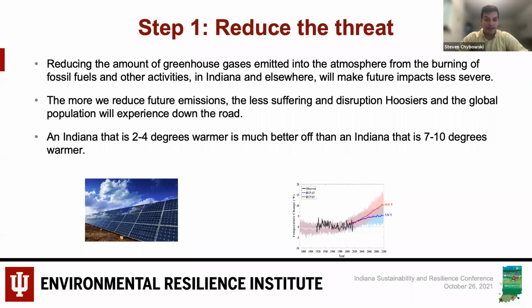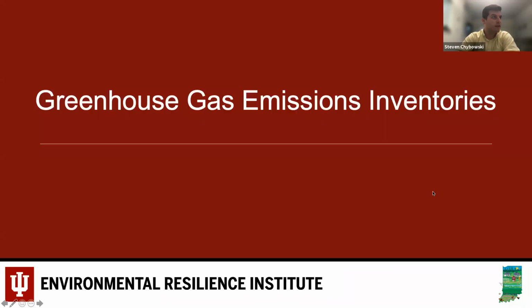In Indiana, that is only 2 to 4 degrees warmer, which will be much more comfortable and much less disruptive than in India, where that ends up being 7 to 10 degrees warmer. So we want to do what we can about that. And that brings us to our next point, greenhouse gas emissions inventories. This is what I want to spend most of today's presentation speaking about. Greenhouse gas emissions inventories are a great place to start for a community, a business, or an organization looking to address their impacts on the environment.